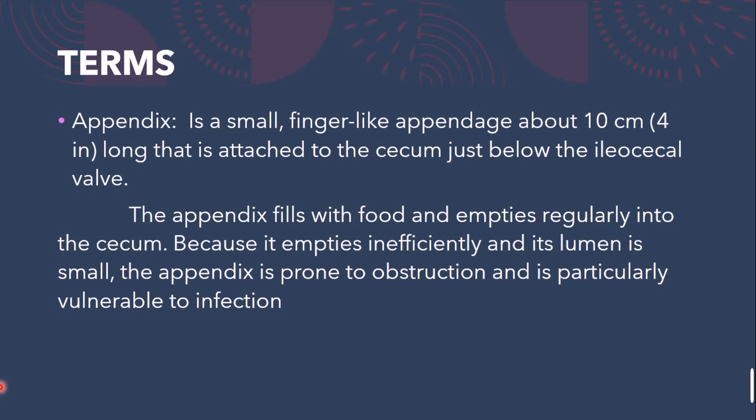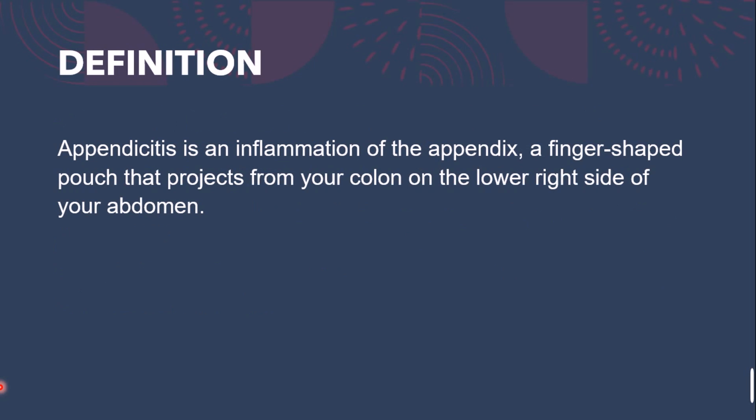Okay, so the definition says that appendicitis, the word itis indicates inflammation. So it's an inflammation of the appendix, a finger-like pouch that projects from your colon on the lower right side of your abdomen. So the appendix is located in your lower right quadrant.